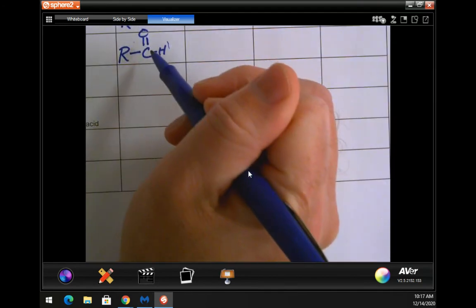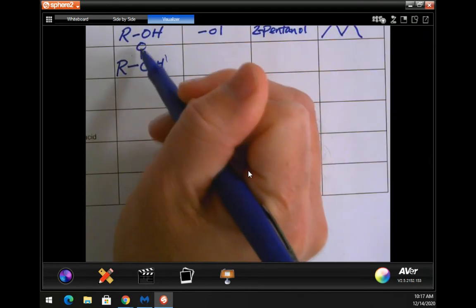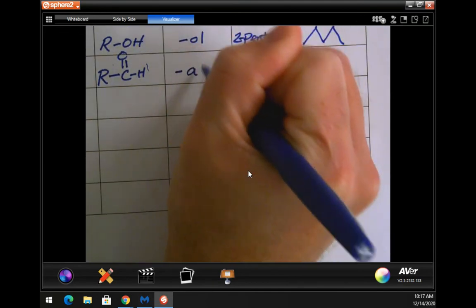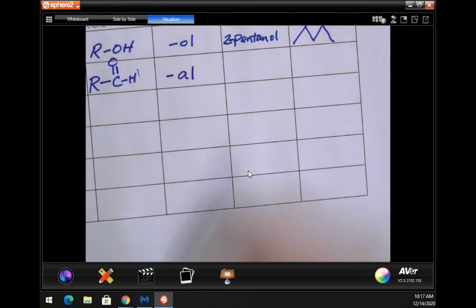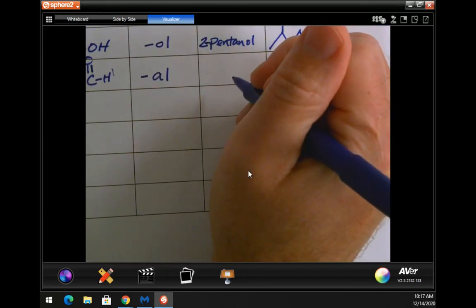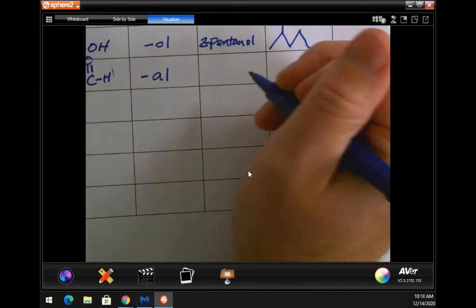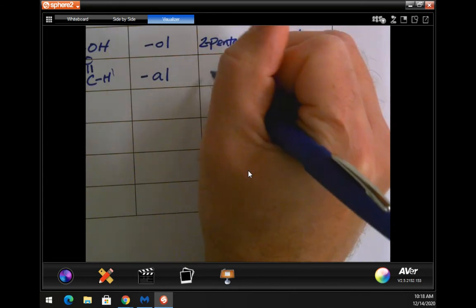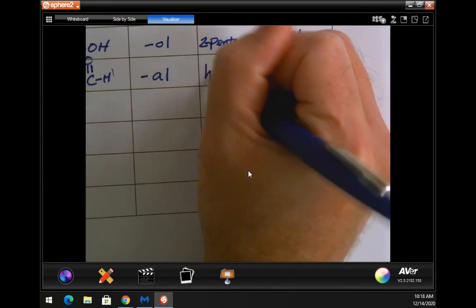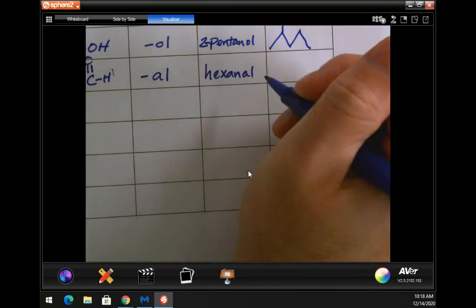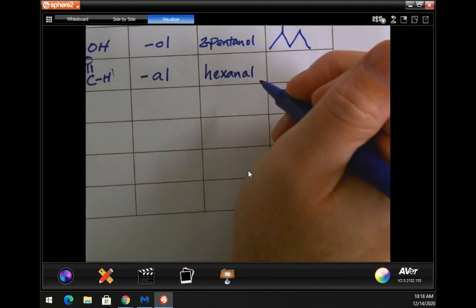So it's a carbon with a carbonyl, a double bonded O, and an H. You add "al" to the end of them. And then you don't have to give a number. Why don't you have to give a number? Because it's always on the first or the last. Okay, so it's just assumed. So if you had something like, let's go with hexanal, hexanal, I think is the way it would be pronounced.